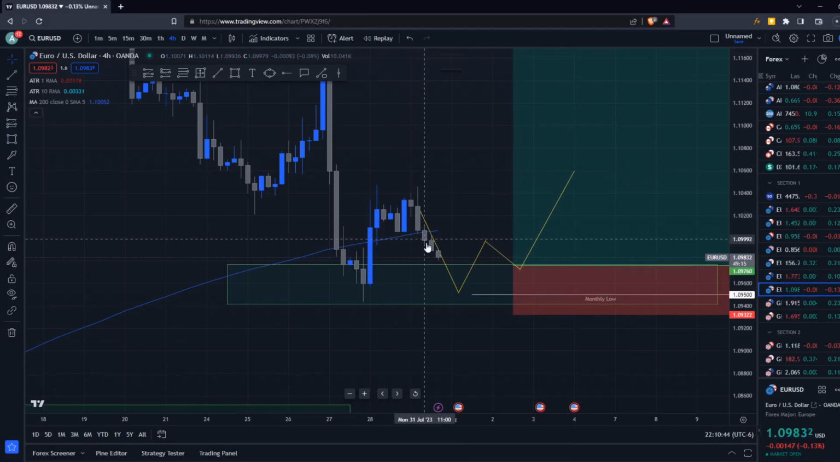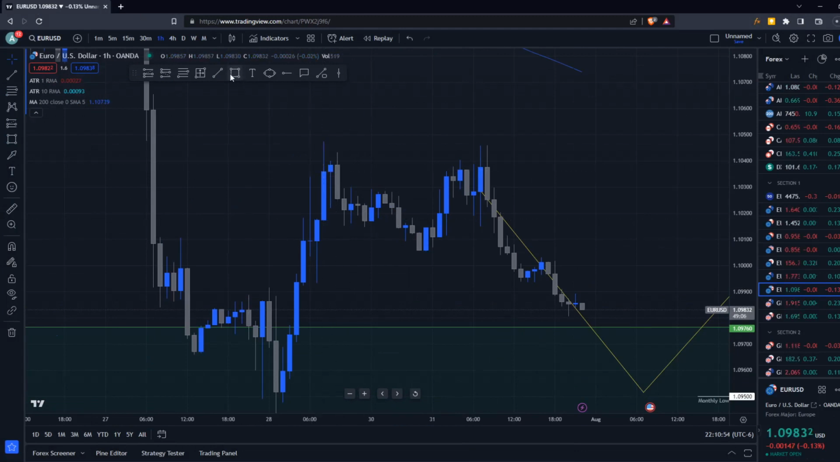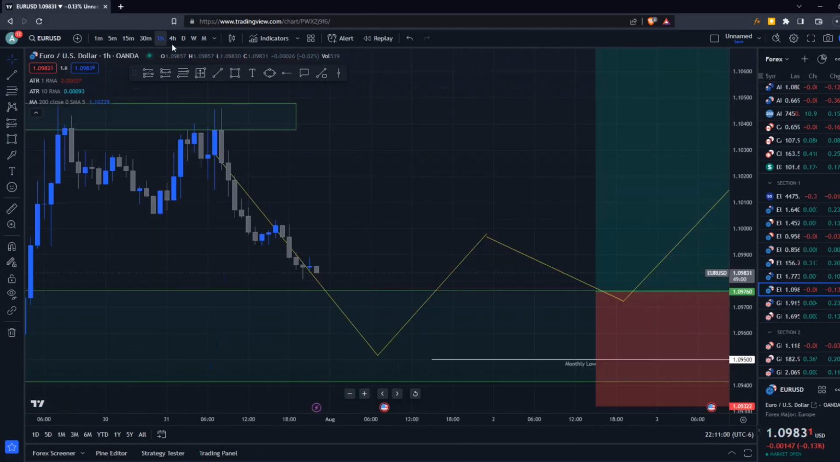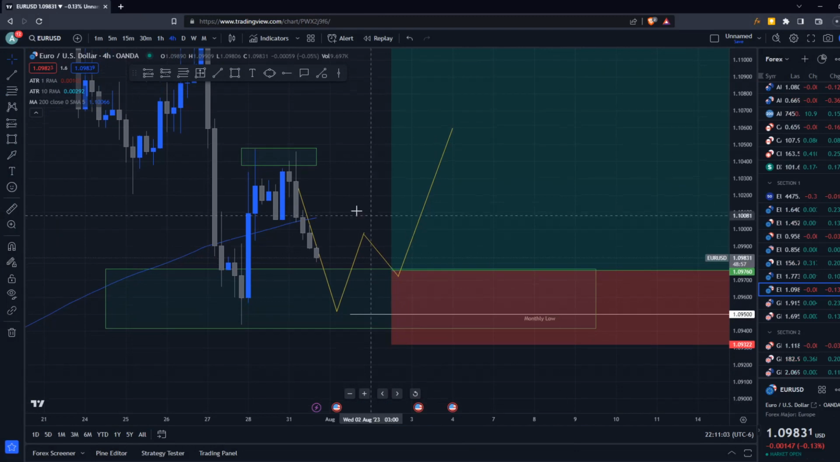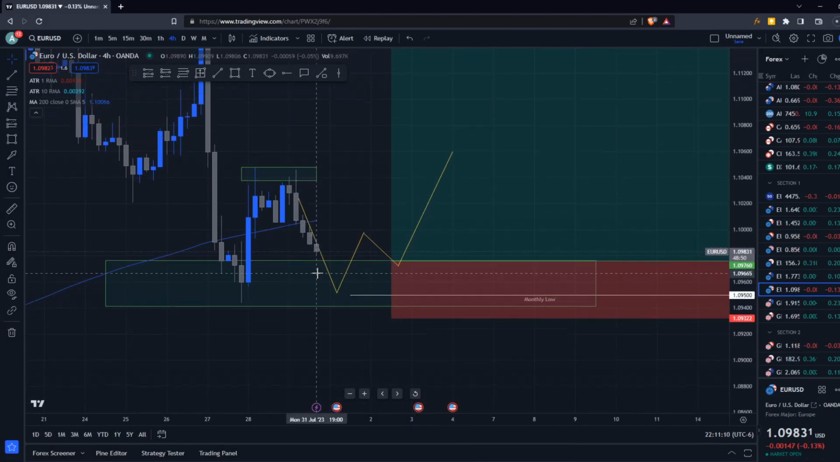So I need this structure to change. Ideally on the 4-hour, possibly on the 1-hour. See it, double top here on the 1-hour. So we have to wait. That's all I can say about that. We have to wait. We need the overall structure of the price. Even if price comes down and rejects, that's not enough for me.